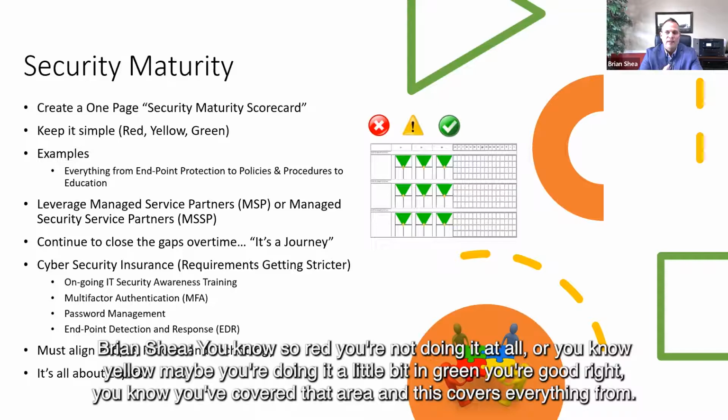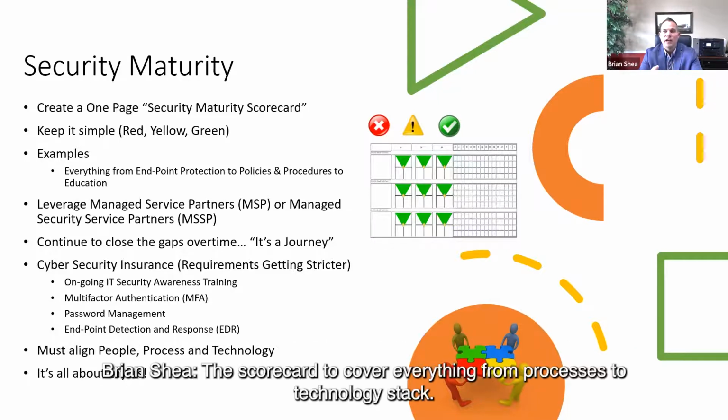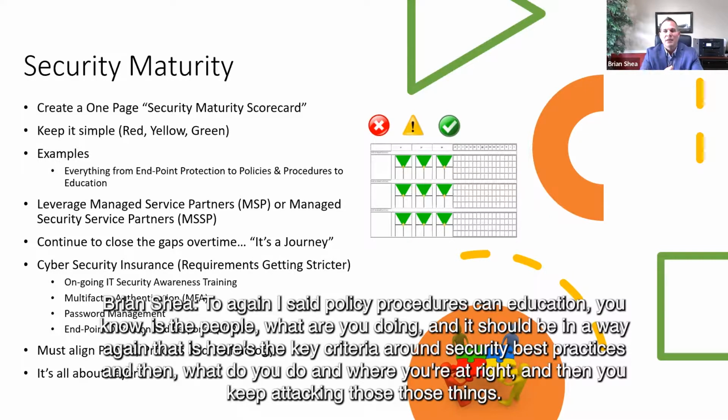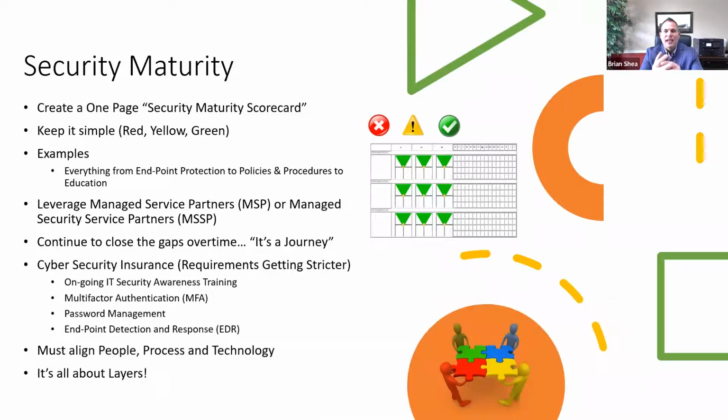The scorecard should cover everything from processes to technology stack to people-related things. It could include everything from endpoint protection, which is an easy one for everybody to grasp, like, do I have antivirus on my computer, to, again, policy and procedures, and education, which is the people side. What are you doing? And it should be in a way that says, here's the key criteria around security best practices, and then what you do and where you're at, right? And then you keep attacking those things.